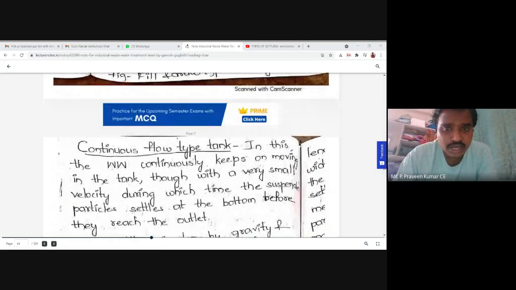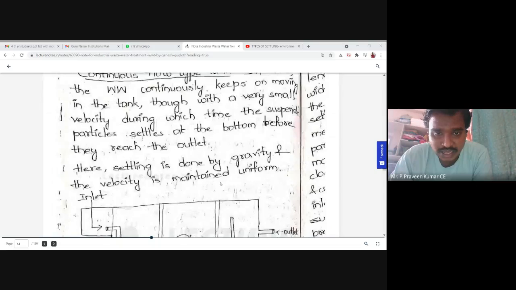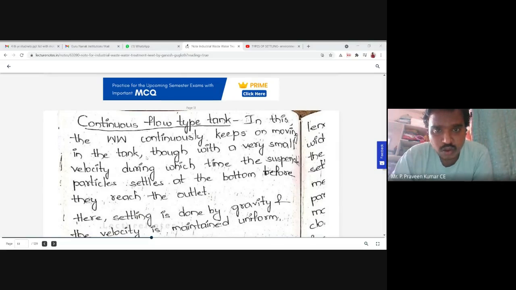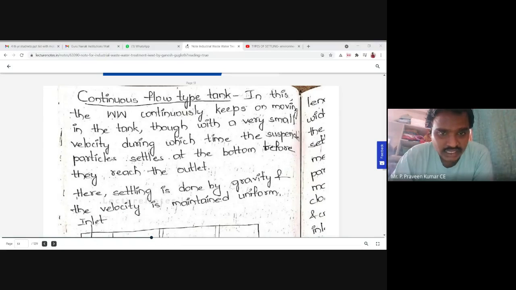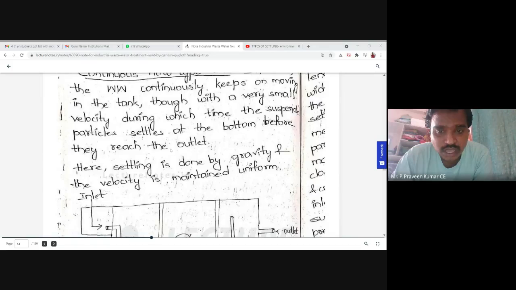Next one is the continuous flow type tank. In this, the waste water continuously keeps on moving, so the water is not going to be at rest. It is continuously moving with some constant velocity. With a very small velocity, the suspended particles settle at the bottom before they reach the outlet.